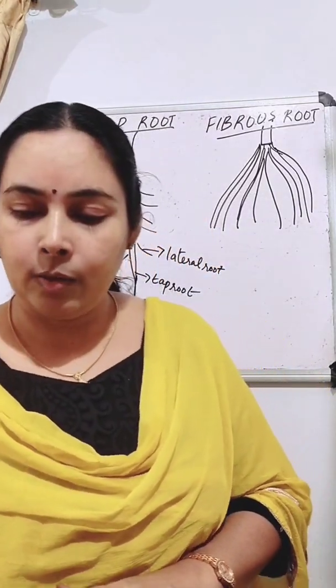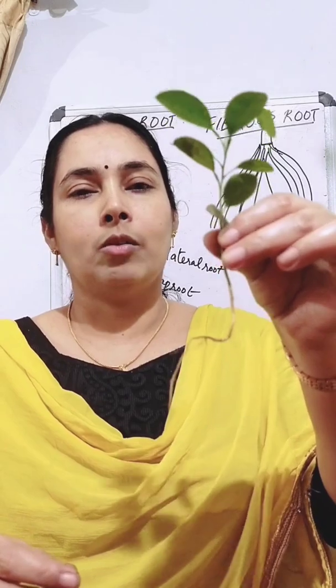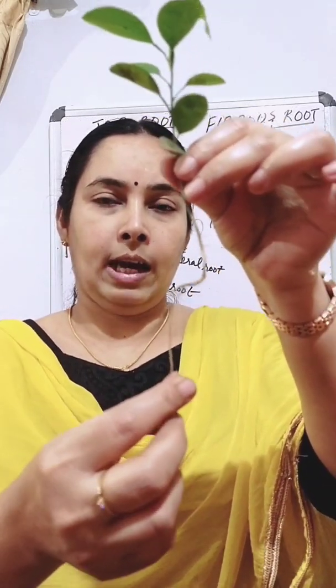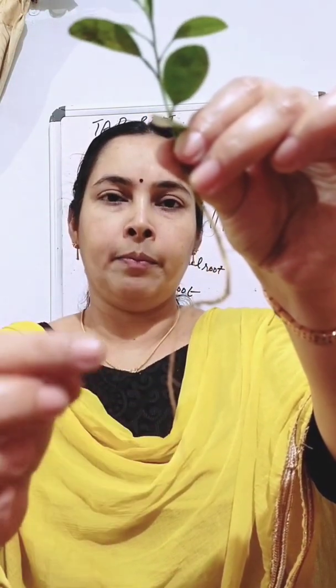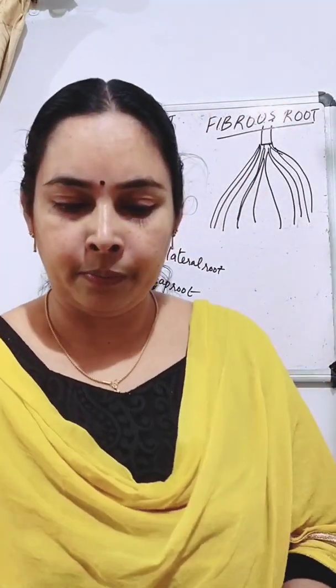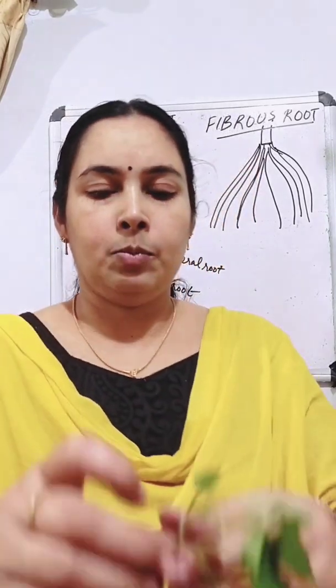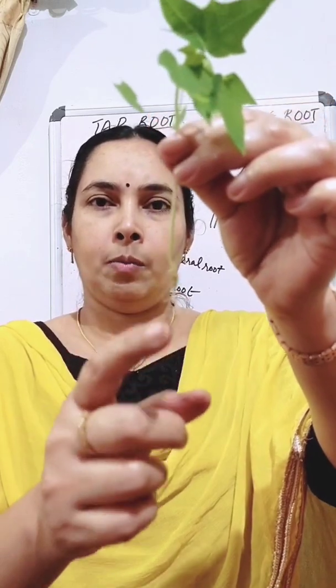Okay, so now we can look the roots of so many plants and you say whether it is tap root or fibrous root. So what about this root? Is it a tap root or a fibrous root? There is one thick main root in the middle and so many smaller branches. So this is what? This is a tap root. Then what about this plant? Here also there is one thick root in the middle and some small branches arise from the side. So this is also a tap root.